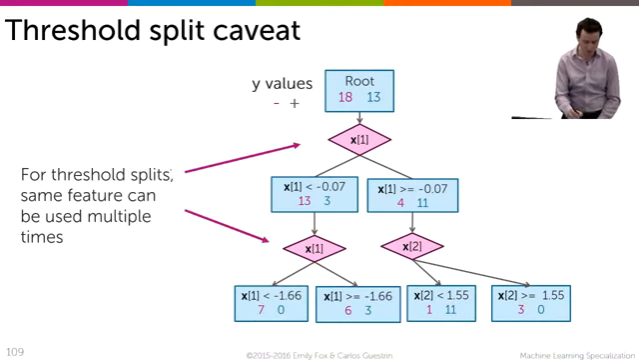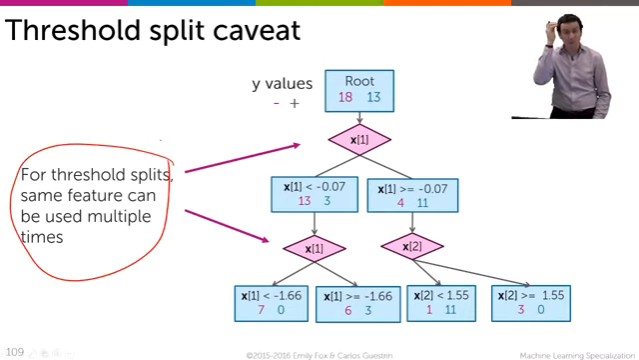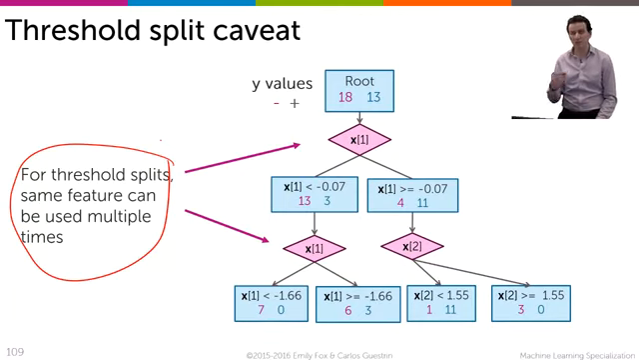But one important thing to know, and this is a really important point, is that when we have continuous variables, unlike for discrete or categorical ones, we can split on the same variable multiple times. So you can split on x1 and split on x1 again, or you can split on x1, then x2, then x1 again. And we'll see that.